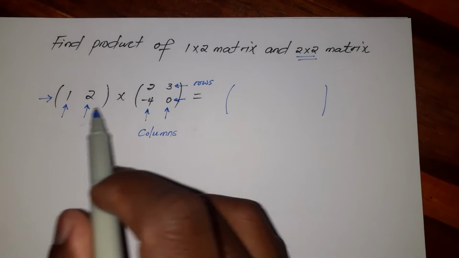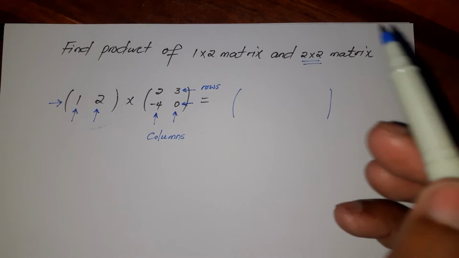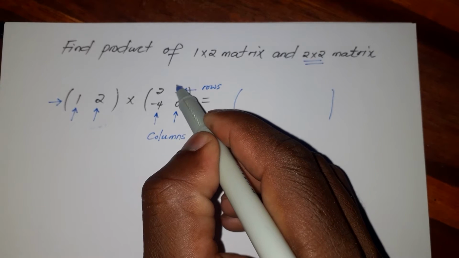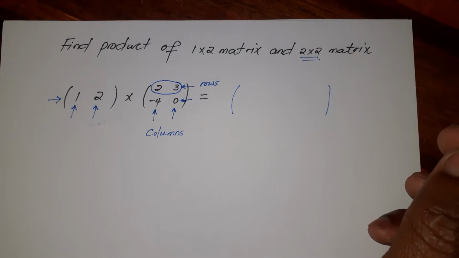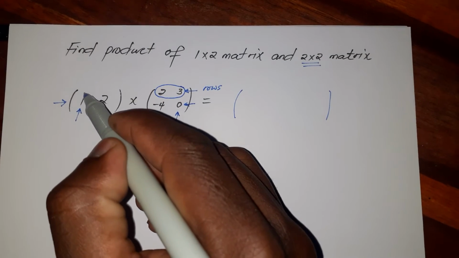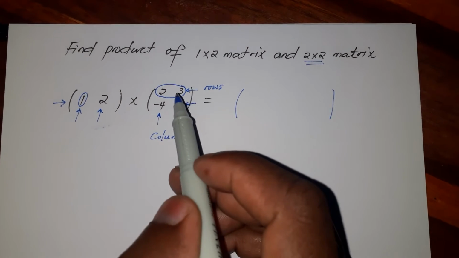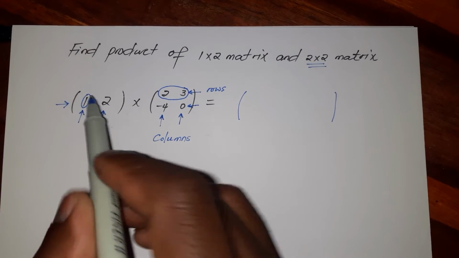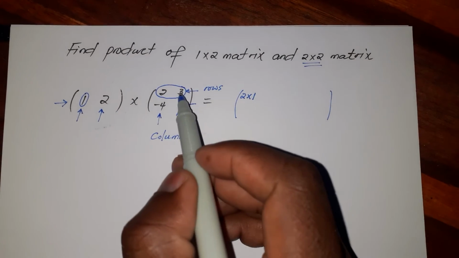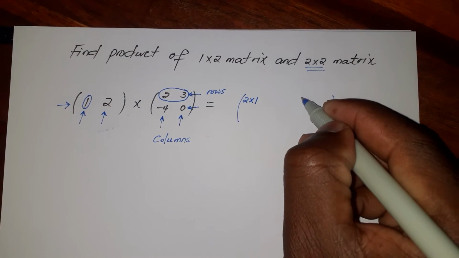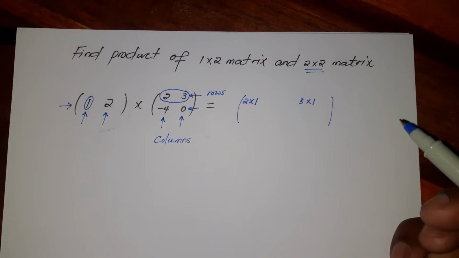Now to get the product of these 2 matrices, to make it easy for ourselves, we have to take this first row and then we have to multiply by this column. 2 times 1, we can write 2 times 1, and 3 times 1. The first row is done.